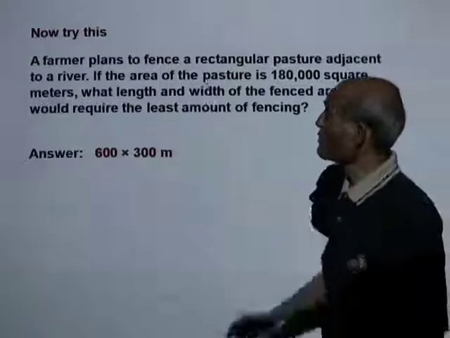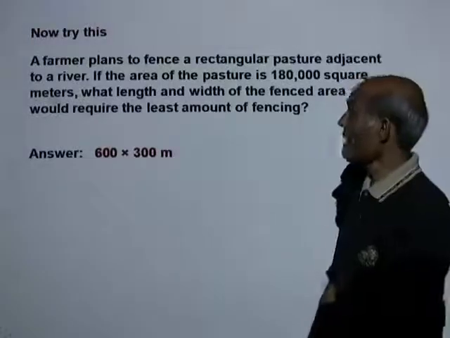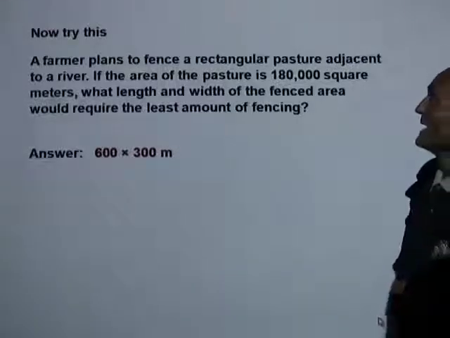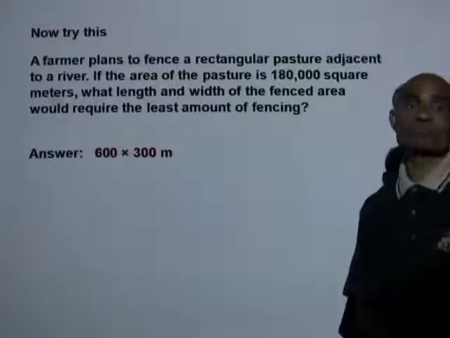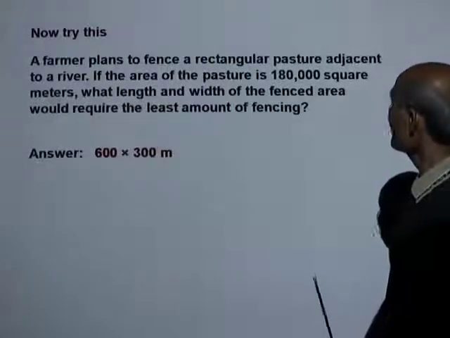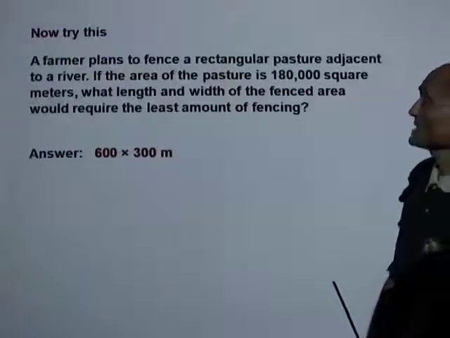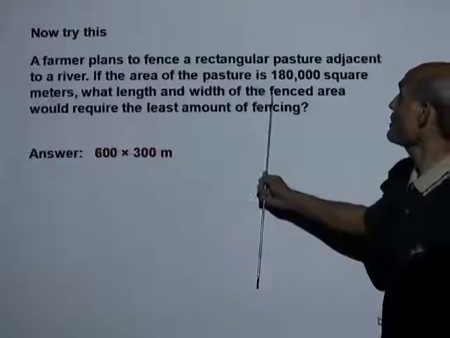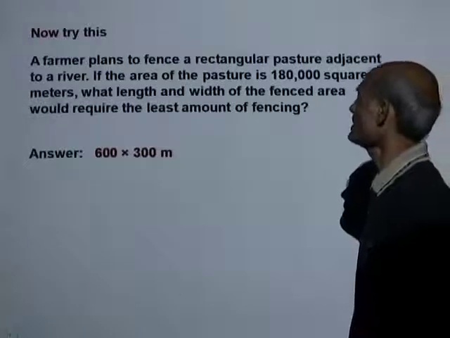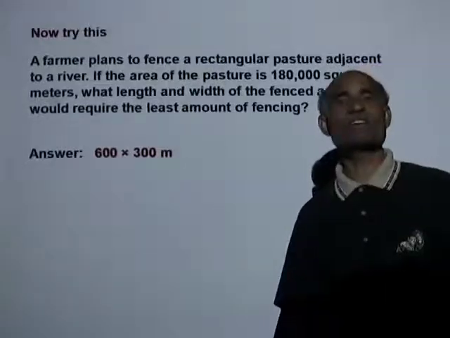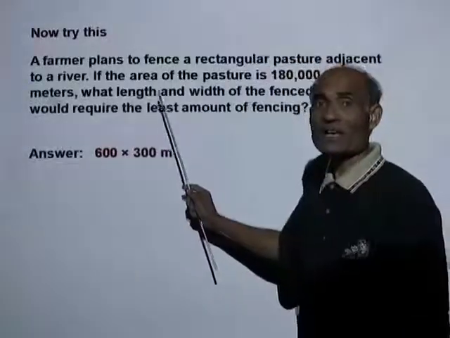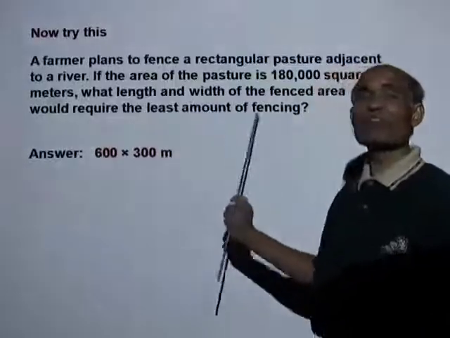All right, now try this on your own. A farmer plans to fence a rectangular pasture adjacent to a river. If the area of the pasture is 180,000 square meters, what length and width of the fenced area will require the least amount of fencing? Well, look at that again. What length and width of fencing?